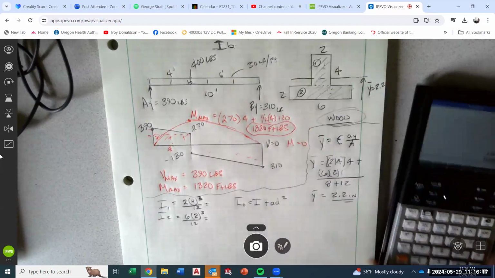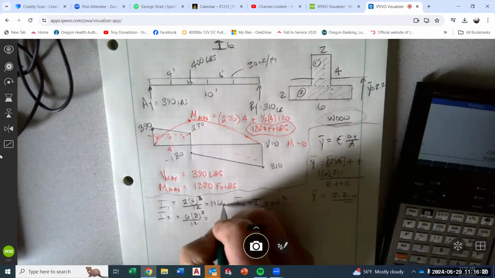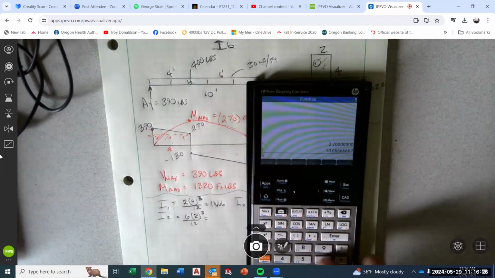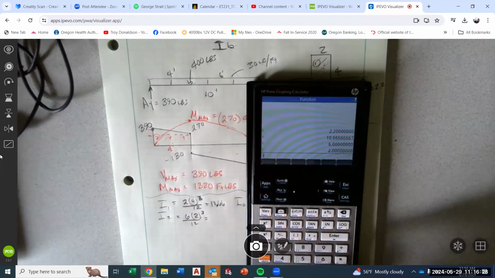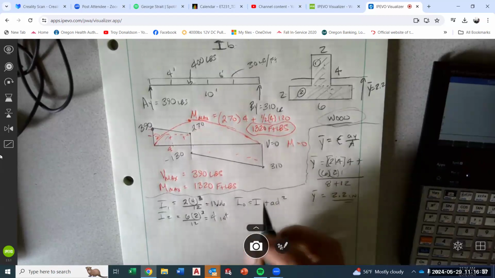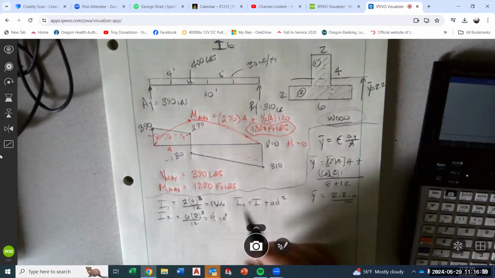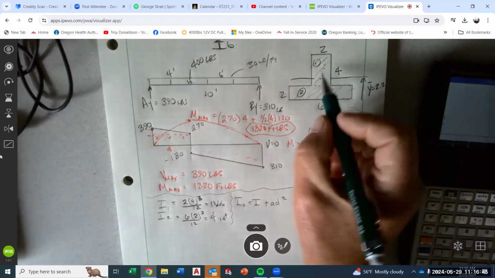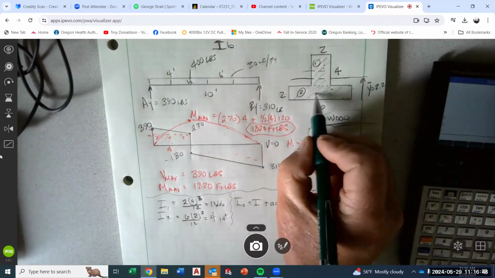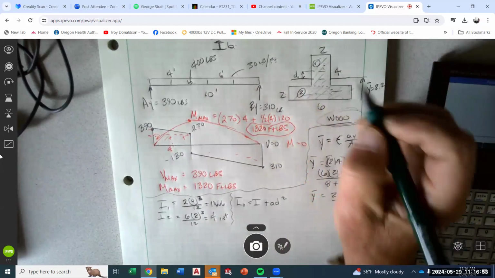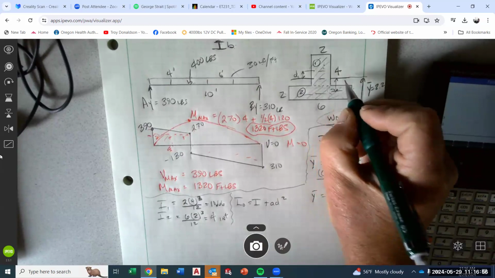10.66 for I1 and 4 for the bottom one. And remember, these are inches to the 4th, both of them. Okay, so that's the individual inertias. That's this inertia about its centroid, which is right here. This inertia about its centroid, which is right here. This is D1. This is D2.